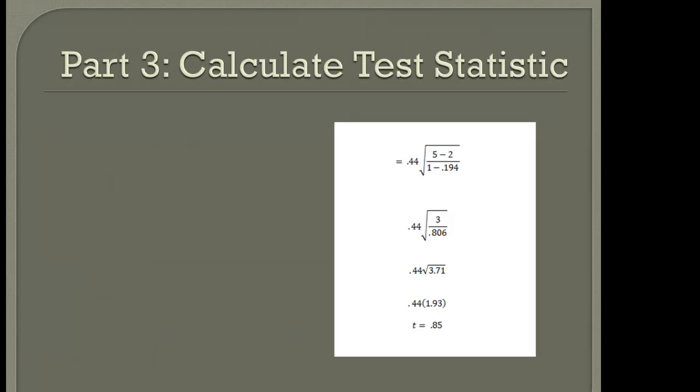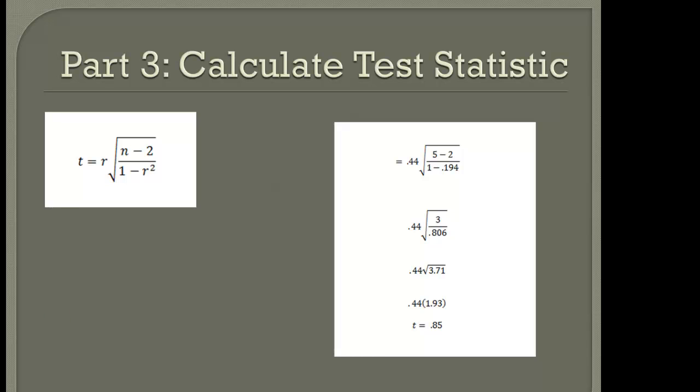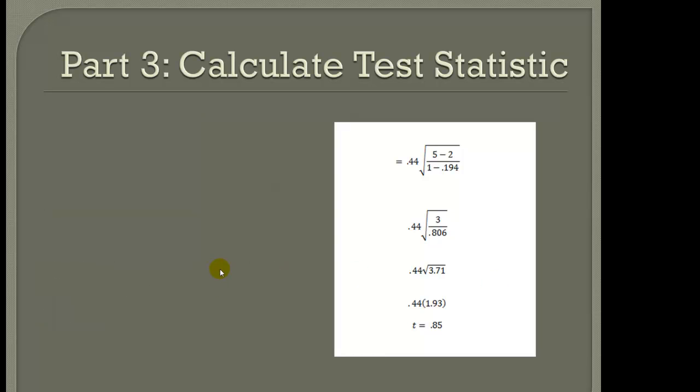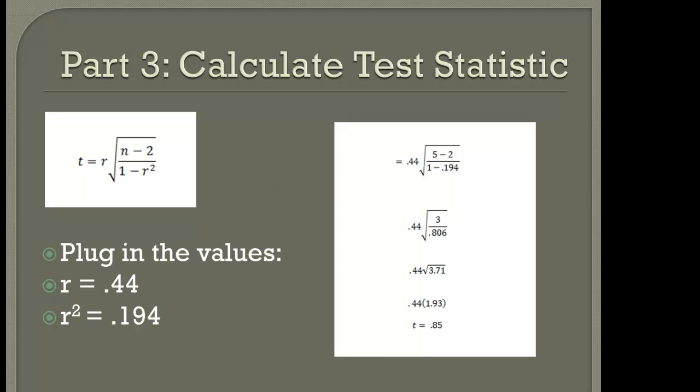The next thing we need to do is calculate our test statistic with the following formula. t equals Pearson's r times the square root of n-2 divided by 1 minus r squared. Real simple here, we just plug in our values. r equals 0.44. Sorry, there's a typo there, that should not have been negative, so 0.44. And if we square that, we get r squared of 0.194.